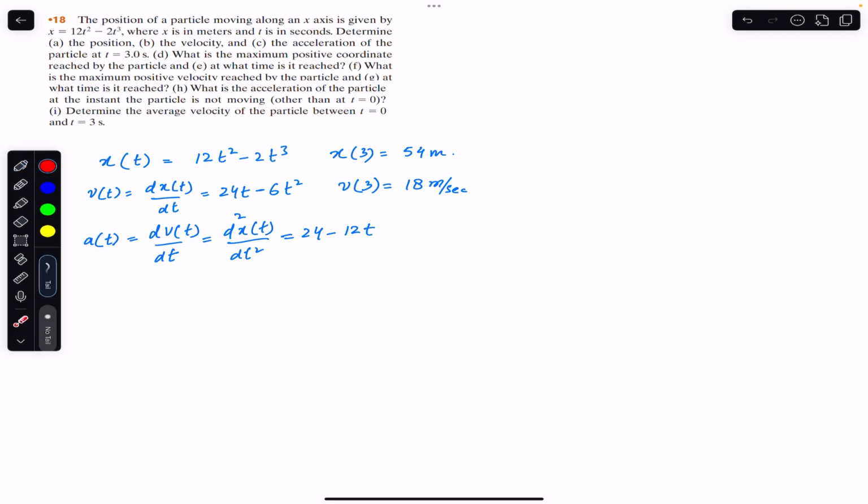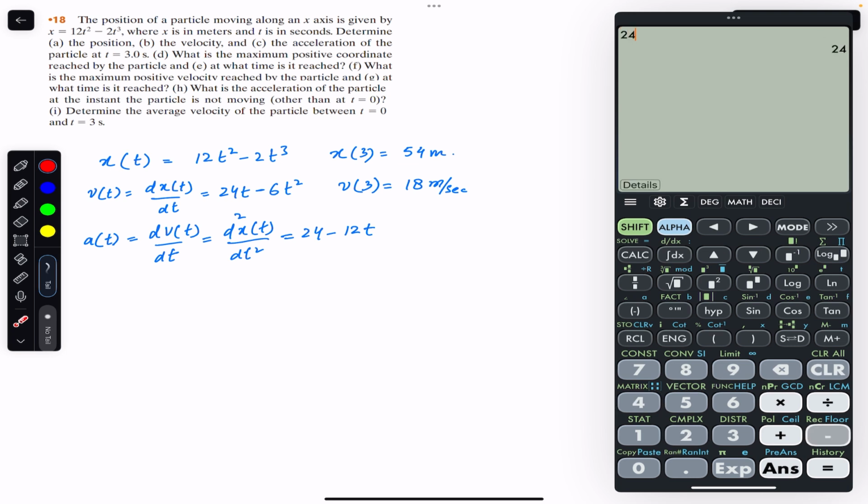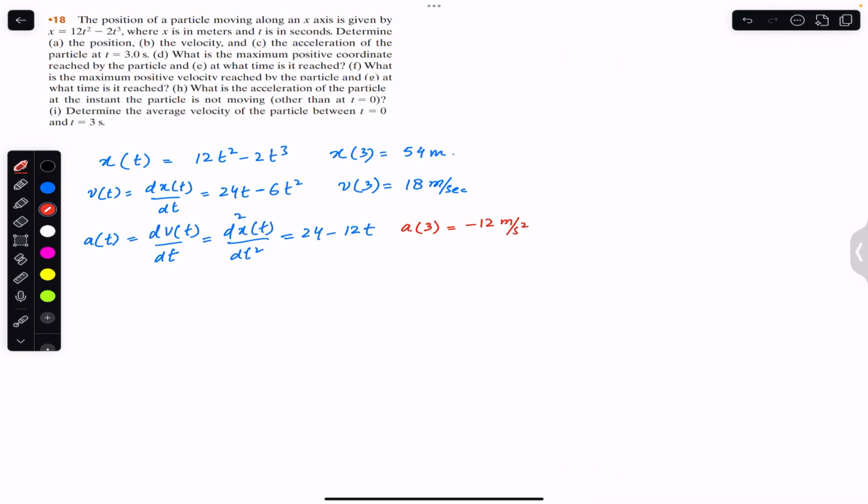So now putting t equals 3 seconds in this equation, we will get the acceleration. So 24 minus 12 into 3 gives us the acceleration at 3 seconds equal to minus 12 meters per second squared. So this means that at t equals 3 seconds, the particle is decelerating. So this is the solution for A, B and C.